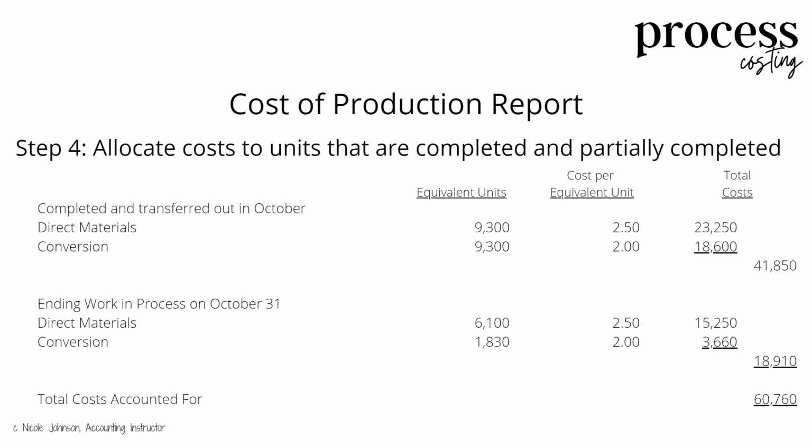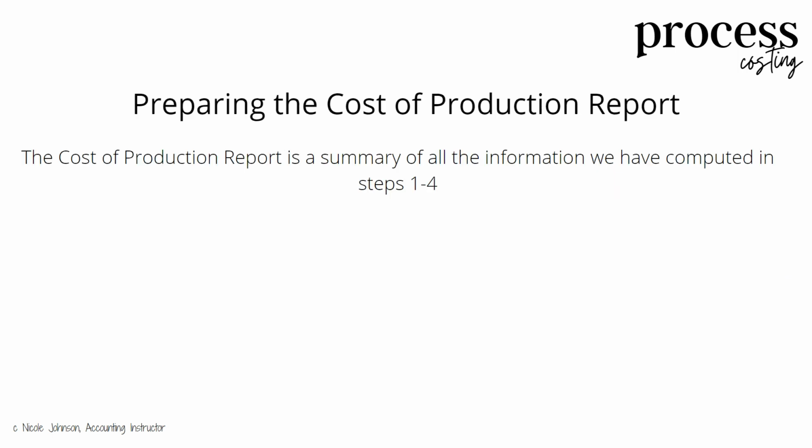We'll add the two ending work in process total costs together for a total of $18,910, and the total costs accounted for will be the totals $41,850 plus $18,910 for a total of $60,760. When you prepare a cost of production report, it's just a summary of the information that you have computed in steps 1 through 4.